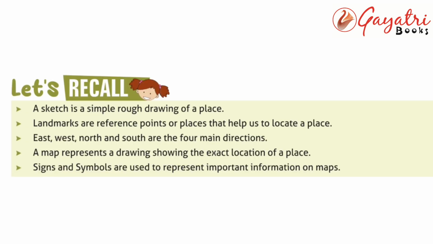Let's recall. A sketch is a simple rough drawing of a place. Landmarks are reference points or places that help us to locate a place. East, west, north and south are the 4 main directions. A map represents a drawing showing the exact location of a place. Signs and symbols are used to represent important information on maps.